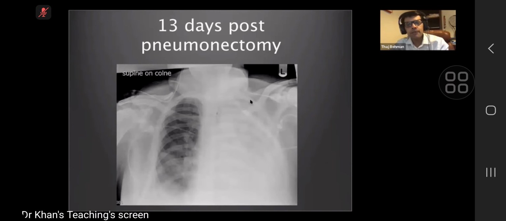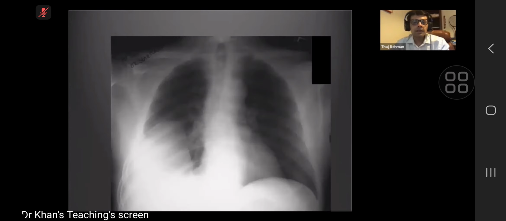So sometimes it can happen fast, like in this patient. In 13 days, the entire left hemithorax where the lung was removed is filled with fluid and the mediastinum has shifted to the same side. Next one.